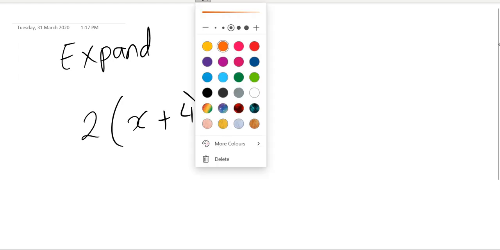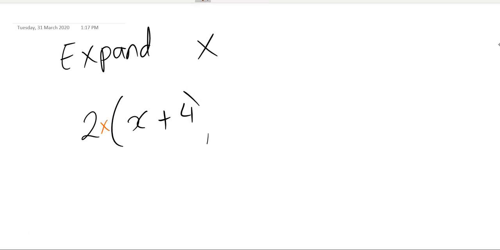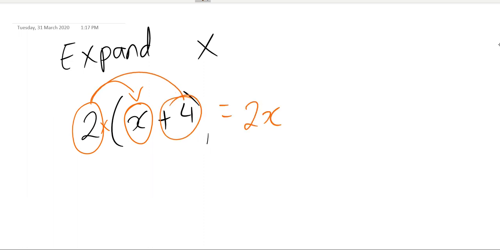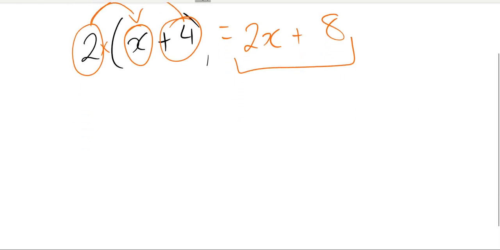The symbol that we actually don't see, that is between the number and the bracket, is a times symbol. So what you're actually doing is multiplying each term on the outside with each term on the inside. So 2 times x gives me 2x, and then 2 times positive 4 gives me positive 8. So this is the expanded form of the algebraic expression that we started with. Let's look at another example.